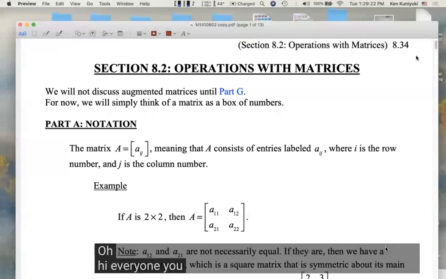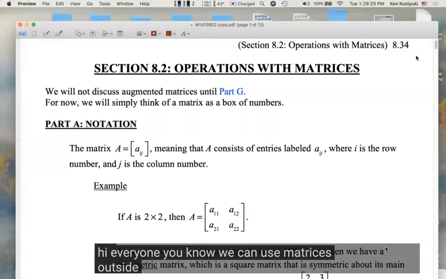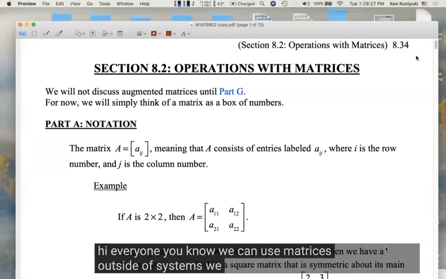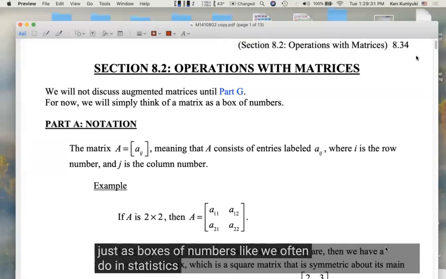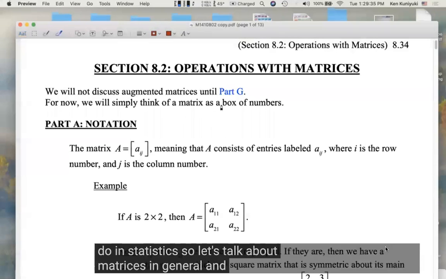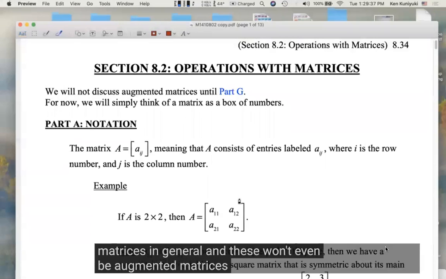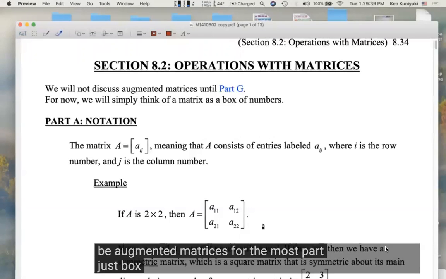Hi, everyone. You know, we can use matrices outside of systems. We can use matrices just as boxes of numbers, like we often do in statistics. So let's talk about matrices in general. And these won't even be augmented matrices for the most part, just boxes of numbers like these.